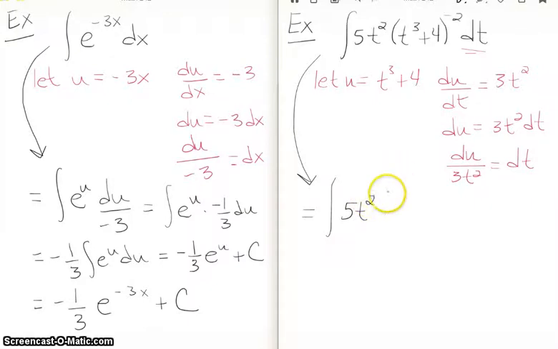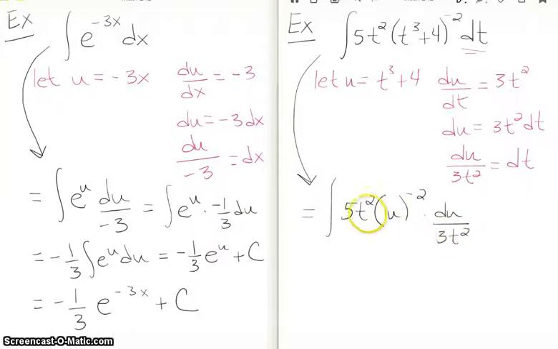5t squared is in the front. The stuff inside of the parentheses, that's u. And I know you're already nervous, because you're saying, there's t's that haven't been replaced in terms of u's, right? Give it a second. Let's see what happens. What is dt? dt is du over 3t squared.